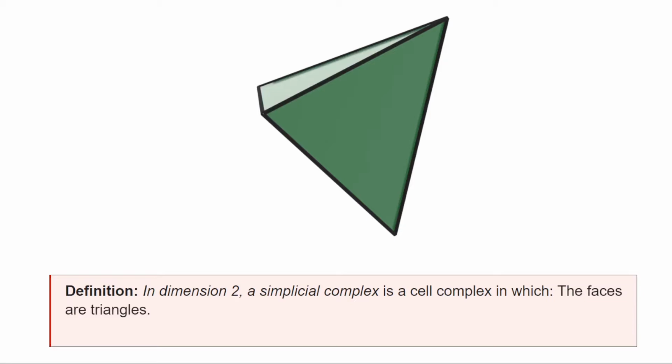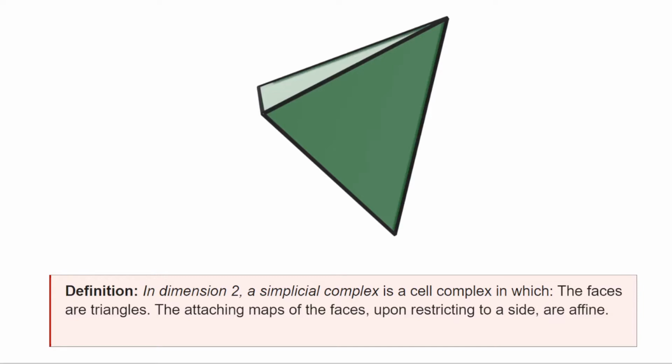Namely, we identify each face with a triangle, and we require that each side of such a triangle is identified with an edge in an affine manner. In particular, this means that the attaching map of the face is piecewise linear. The other condition is technical in nature, but it's good for combinatorial purposes. It says that the overlap of any two given faces is either an edge, a vertex, or nothing at all.